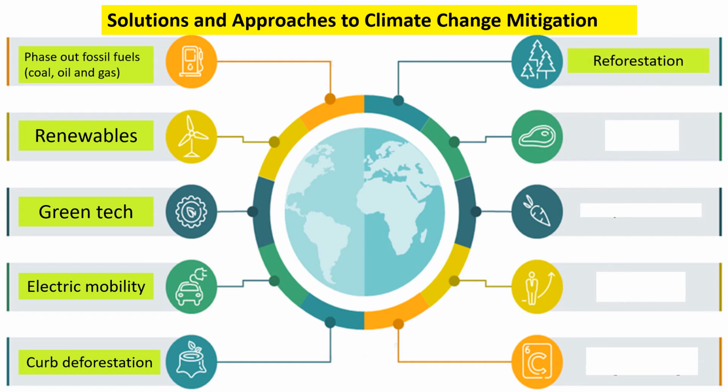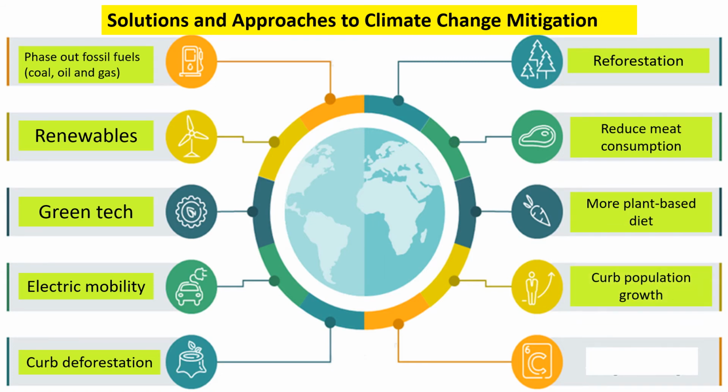Reforestation. We have to plant more and more trees. Reduce the meat consumption. More plant-based diet we have to follow. And curb the population growth. The last one is reduce carbon storage.